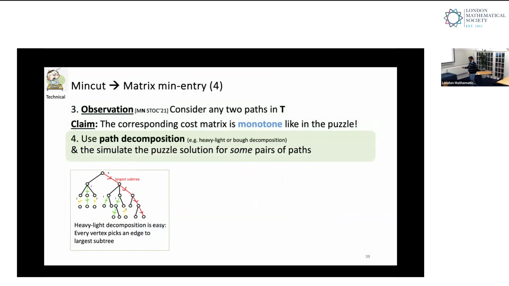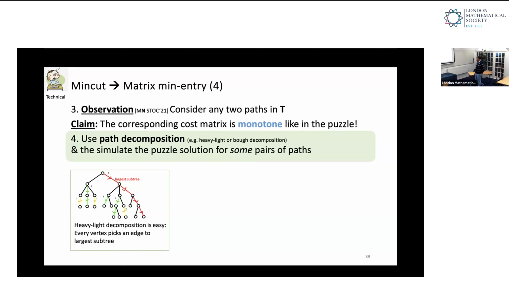You can do a path decomposition of this tree. It can be a heavy path decomposition or a centroid decomposition, any kind of decomposition that maintains some property. I'm not going to say which property it is, but there are many decompositions possible. And once you decompose the spanning tree into parts, you essentially pair those parts up and you solve the monotone matrix problem on those pairs.